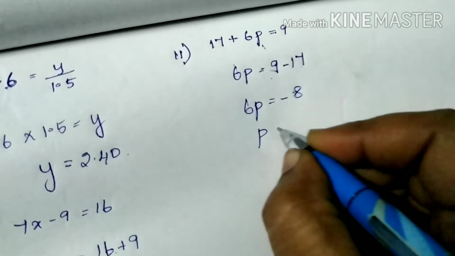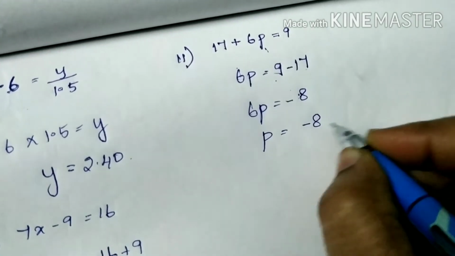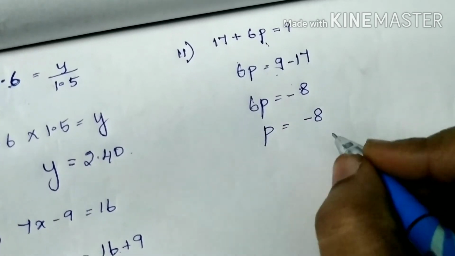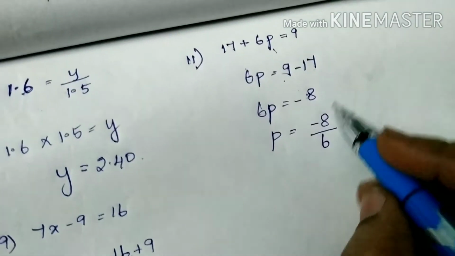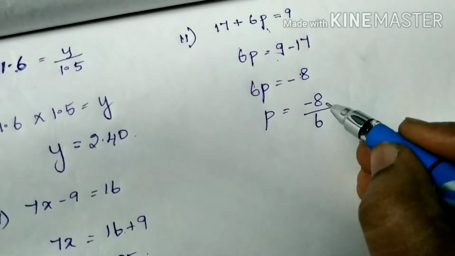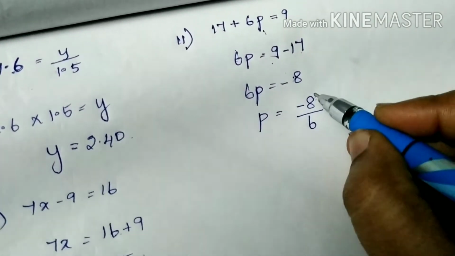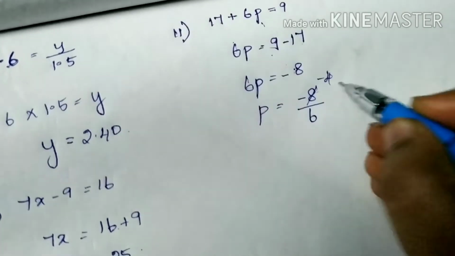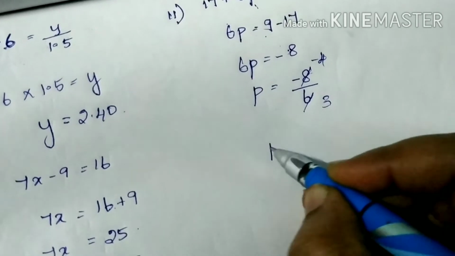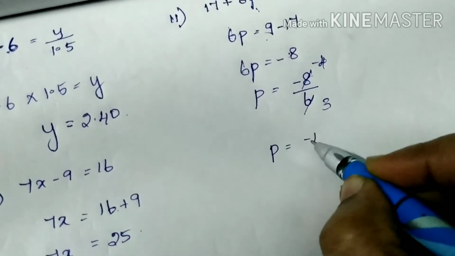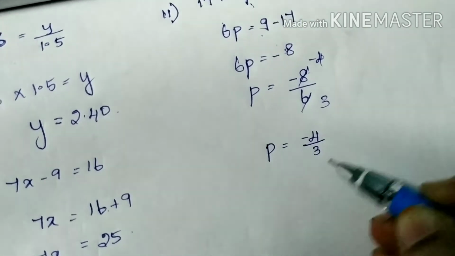So 6p is equal to minus 8 is already there, this 6 will come this side, means division. It will change into division. So both are cancelable in the 2 table. So this is minus 4 into table and this is 3. So the value of p is minus 4 by 3.